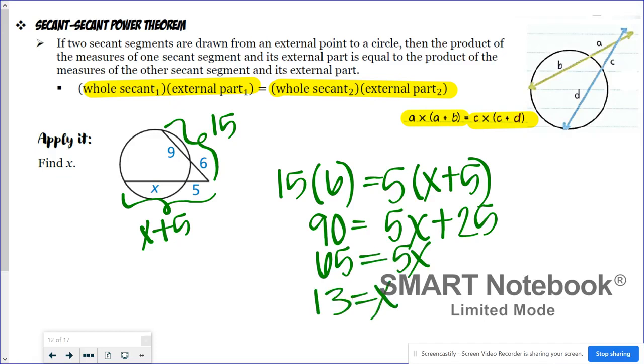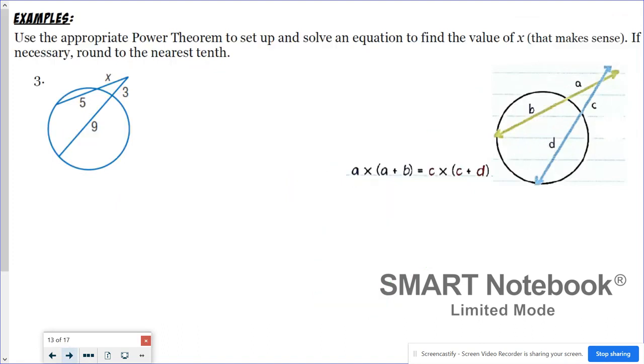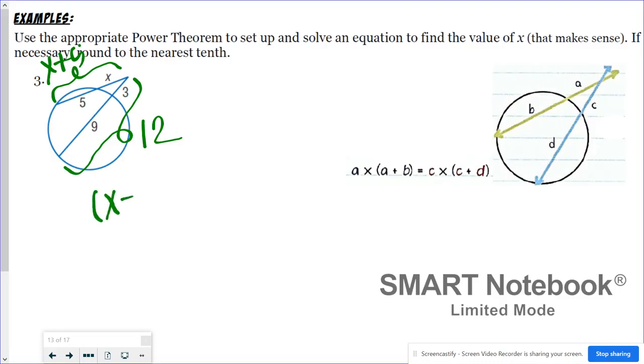So that one was pretty simple, right? So let's do it again with some algebra, okay? So in number 3 here, I am working with two secants. The one on top, the entire length of it is going to be x plus 5. And then the one on the bottom, the entire length would be 12. So then I just use my power theorem to set it up. Starting with the one on top, I've got the whole secant, which is x plus 5, and I'm multiplying by its external part, which is x. And then for the bottom secant, I've got the whole secant, which is 12, and I'm multiplying that by its external part, which is 3.